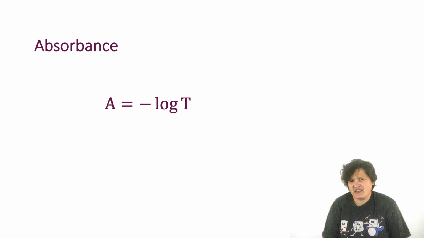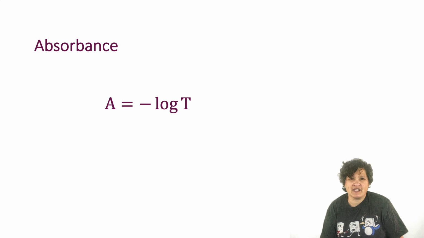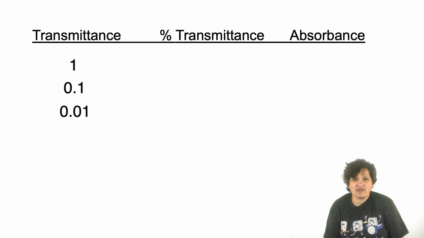Out of context, that sounds like a weird factor to use, but we'll talk about why it's useful in a little bit. Let's look at how transmittance, percent transmittance, and absorbance are related to each other. The highest value you can have for transmittance is 1. That corresponds to a percent transmittance of 100%. Basically, all of the light gets through. The corresponding absorbance value is 0. In other words, no light is absorbed because all of the light is getting through.